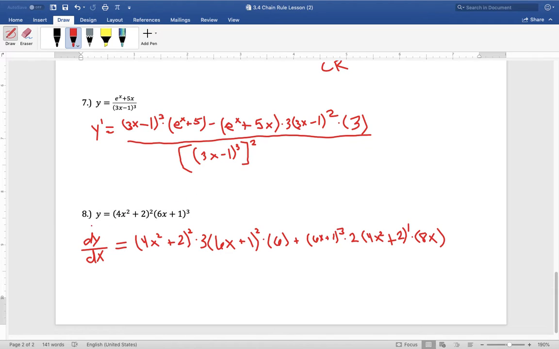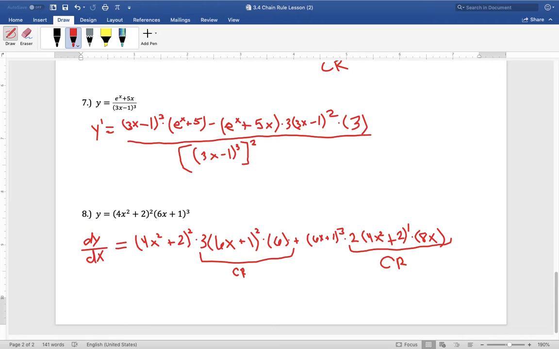And then finally, number 8, we've got first, this is a double chain rule, by the way. First times the derivative of the second, that's a chain rule. Let me rewrite that. So this is a chain rule here. Mouse is not liking me right now. Plus the second times the derivative of the first. This is another chain rule. So that's it.